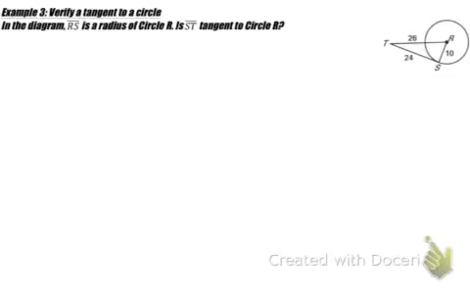In example 3, we want to verify if ST is tangent to the circle. In this diagram, RS is the radius, is ST the tangent? So basically, what we want to figure out is if where the radius intersects the supposed tangent, is that perpendicular?